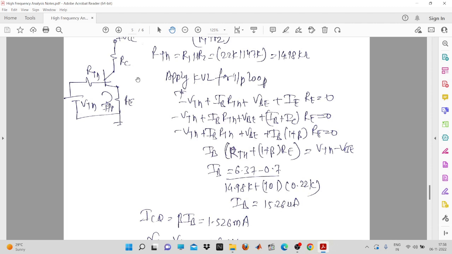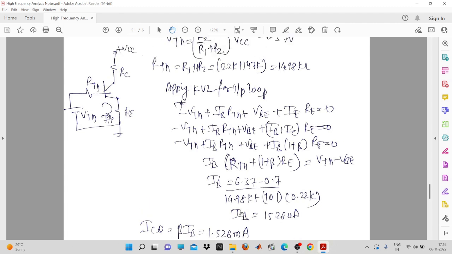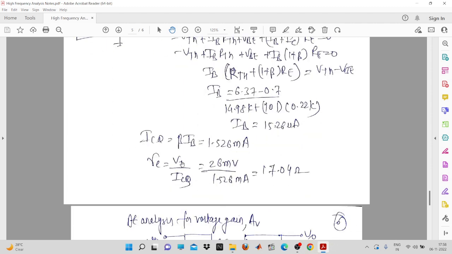Now, as you know, IC will be equal to beta into IB, that will be 1.526 milliampere. And in the common emitter configuration, IE will be equal to what? IB plus IC. As IB is in microampere, we can easily neglect the base current value. So in that case, IE will be equal to IC. So that will be replaced by IE. So we can simply have this VT upon ICQ.